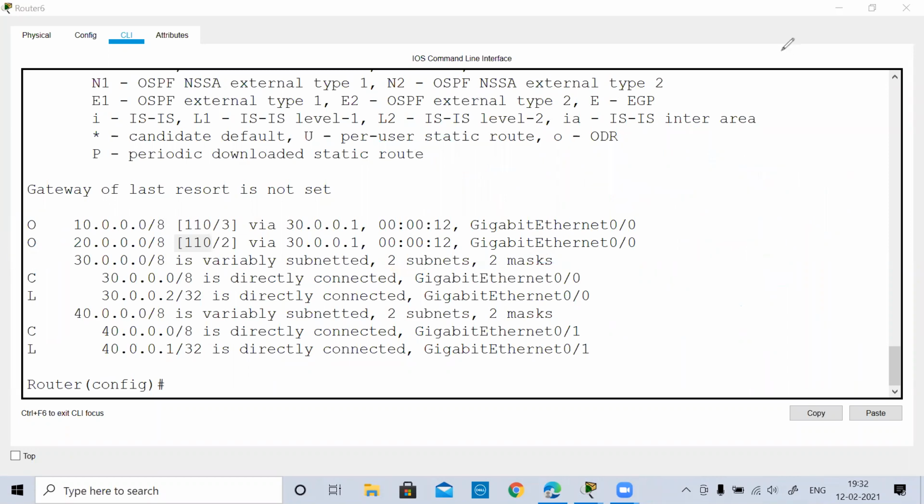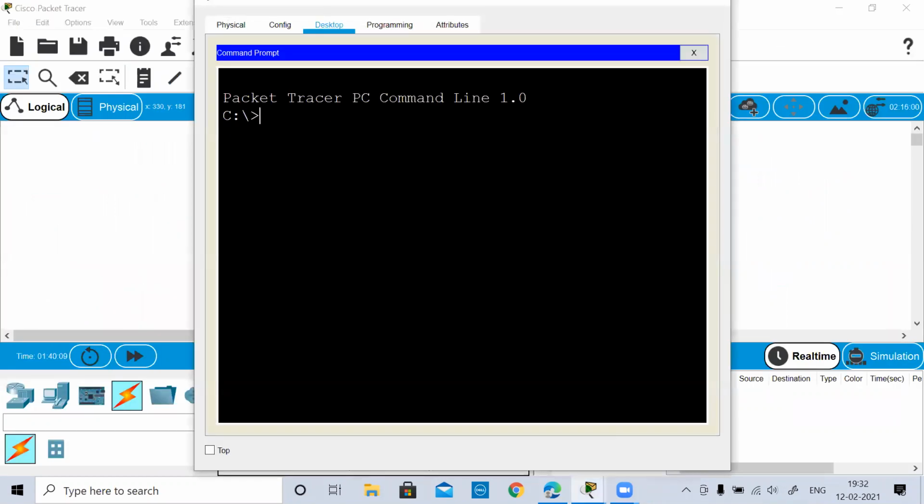Now we can try to ping and check. So here I will ping the other PC, which is 40.0.0.2.